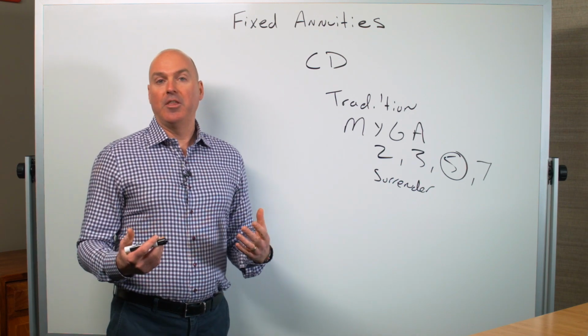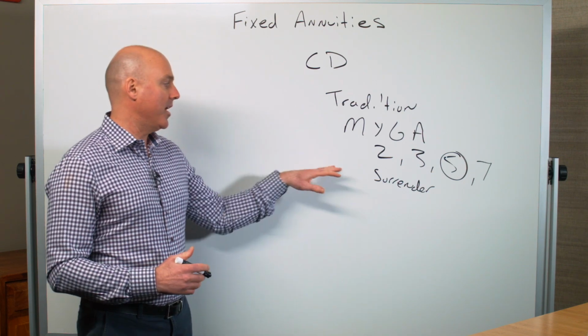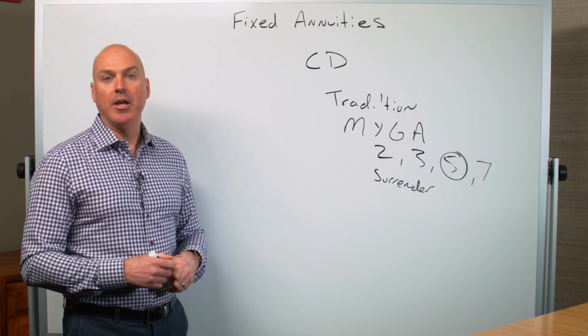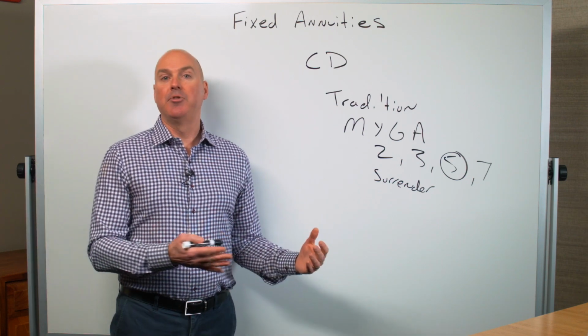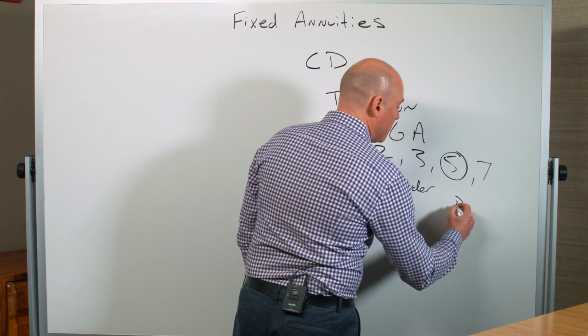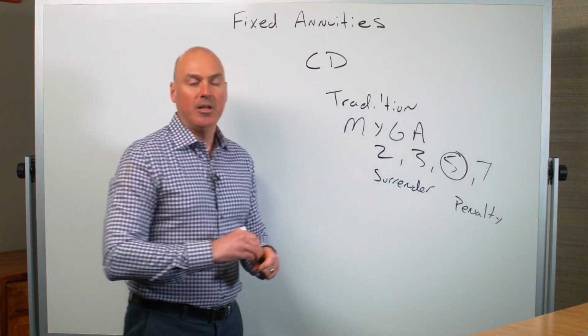Something else to keep in mind is you do lose a little bit of flexibility once that money goes in. Of course, if you have a 5-year MYGA and you need to take your money out sometime during that first 5 years, you could get hit with a penalty. That's going to be assessed by the annuity company itself.